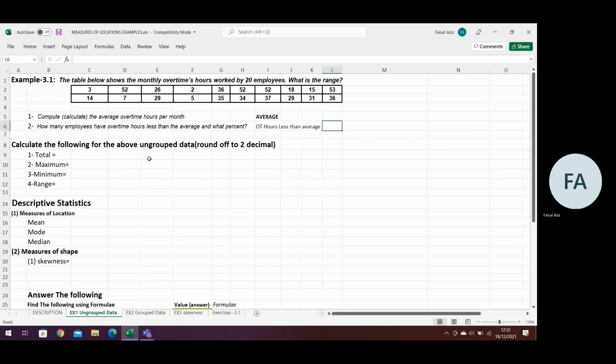As you can see in this example, the table below shows the monthly overtime hours worked by 20 employees. So we need to calculate the range. This data set is basically the monthly overtime hours of 20 employees. The requirement is, first, we need to calculate the average overtime, and second, we need to identify the overtime hours which are less than the average, and then we need to calculate a percentage.